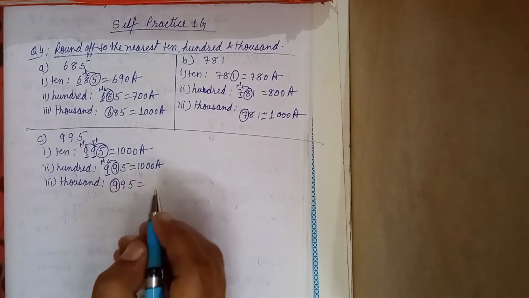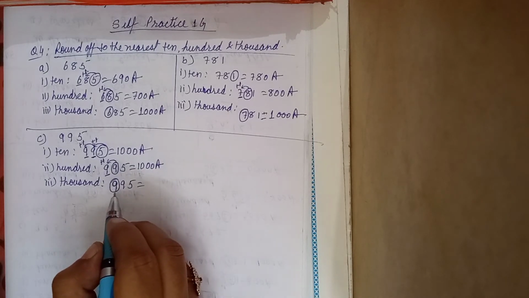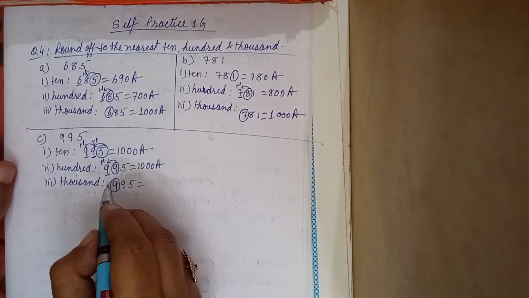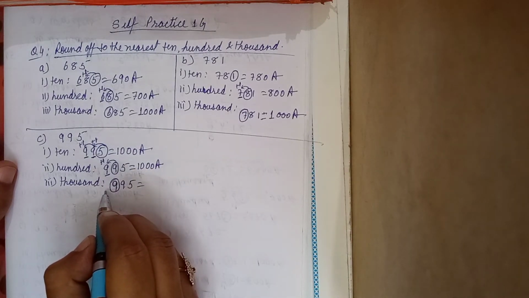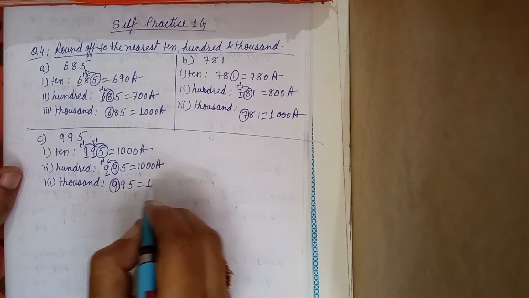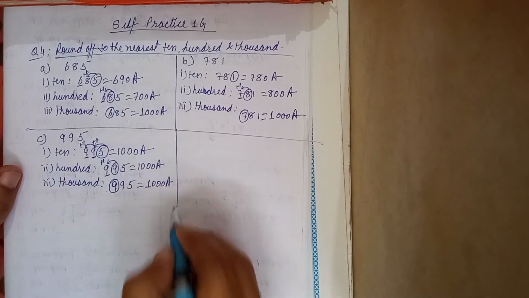We will see the hundred place. In the hundred place the number is 9, which is greater than 5. So we will transfer plus 1 to the number in the thousand place, but here in the thousand place there is no number, so we will write 1 in the thousand place, and in the hundred place, tens place and ones place, 0, 0 and 0.